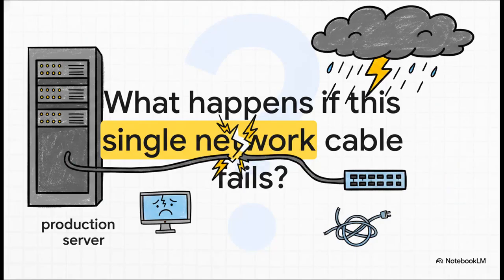So picture this. You've got a critical server, right? It's humming along, doing its job, connected to the world with just one single network cable. Now, what happens if someone trips over that cable? Or the port on the switch just dies? Or the network card itself decides it's had enough? Well, for most setups, the answer is pretty brutal. Your server is offline, instantly.